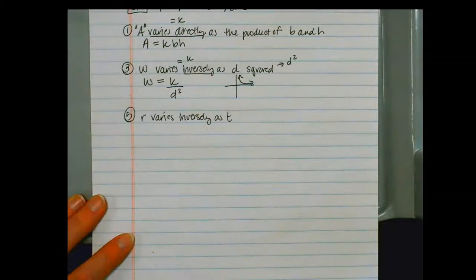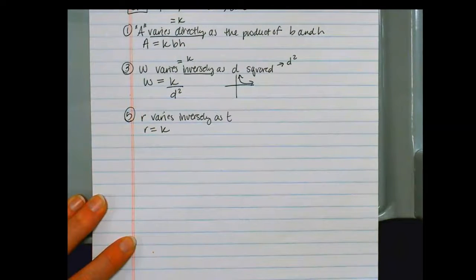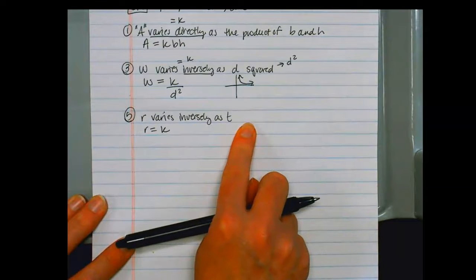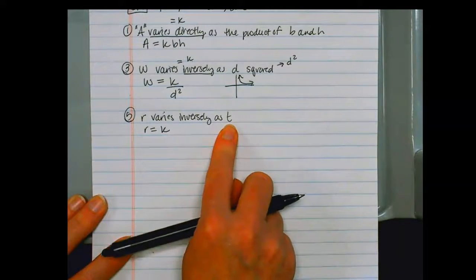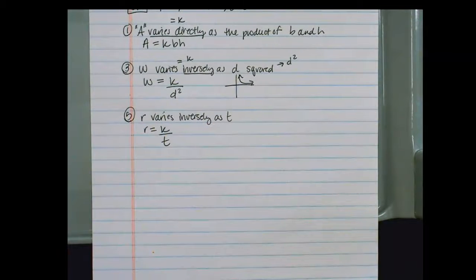So there's 3. Here again for 5, we've got varies. That means r is equal to the constant. It's inversely, meaning that everything after that goes in the denominator. It doesn't have anything fancy for t, just t. So r equals k over t. That's all there is to 5.